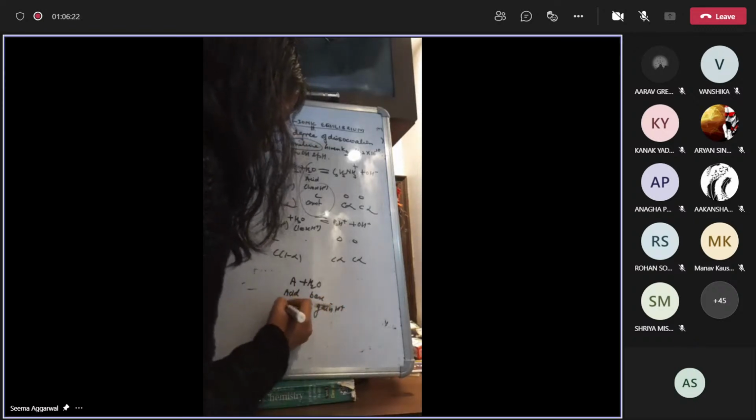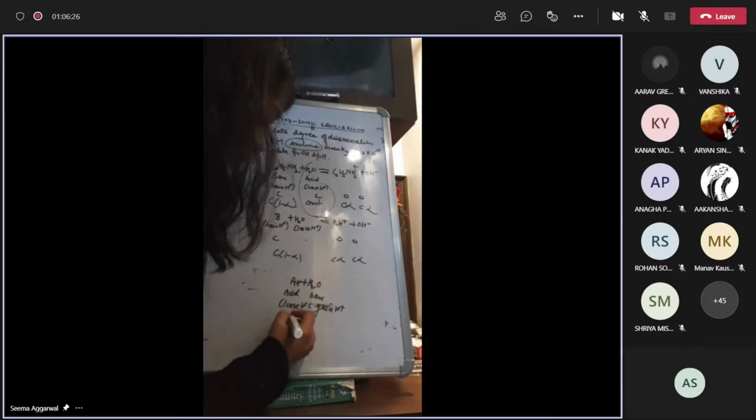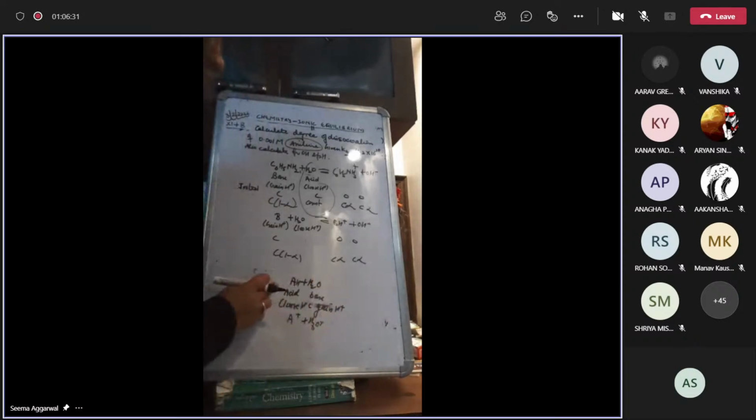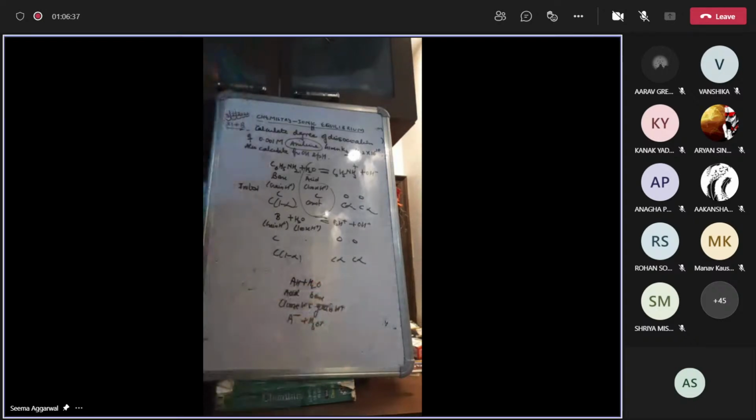And acid will lose H plus. So it is an acid, so you can write HA like this. So it becomes A minus and H3O plus. So the acid lost H plus and water gained H plus. So it's up to you. You can simply write in this way also. You can take a simple acid HA if you don't know the formula of the acid.